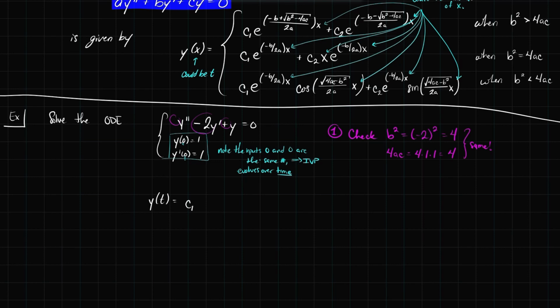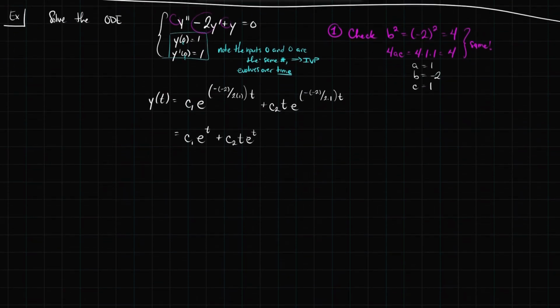So our solution is going to be the middle line with t as our variable, and let's recall that b is negative 2, a is 1, and c is 1. So when I write my middle line out, I write e to the negative b over 2a, so that's 2 over 2 times 1 again, times t, plus c2 t e to the negative b over 2a, again 2 divided by 2 times 1, times t. I can simplify this and I get c1 e to the t plus c2 t e to the t. That's going to be my solution, barring some choice of constants.